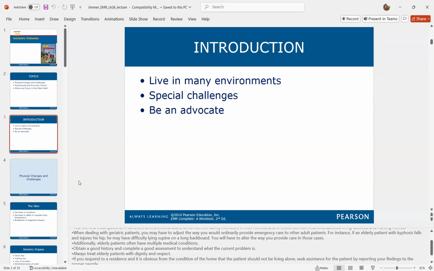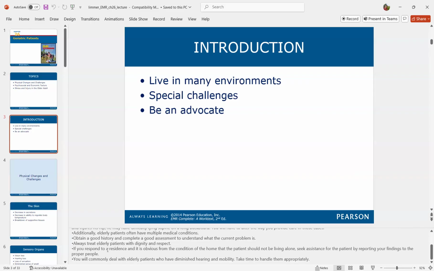Always treat elderly patients with dignity and respect. If we respond to a residence and it's obvious from the condition of the home that the patient maybe shouldn't be living alone, seek assistance for the patient by reporting our findings to the proper people. Maybe they shouldn't be in that environment anymore, and that's a hard thing to do. We're going to commonly deal with elderly patients who have diminished hearing and mobility, so we want to take some time to handle them appropriately. Be an advocate for them. Try to do the best you can for these patients.